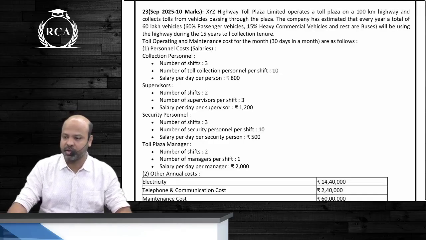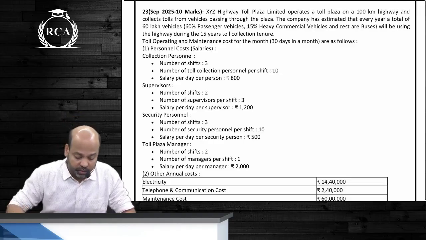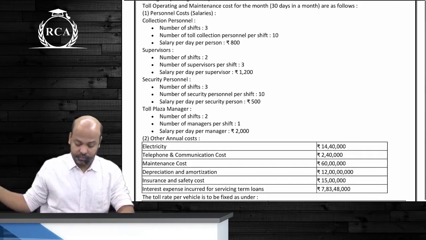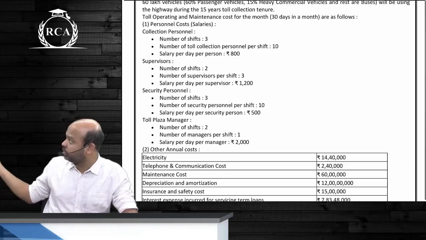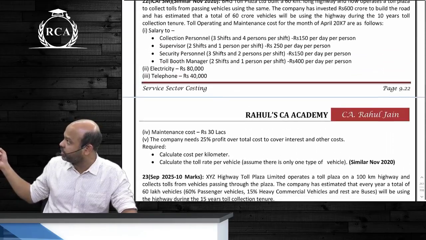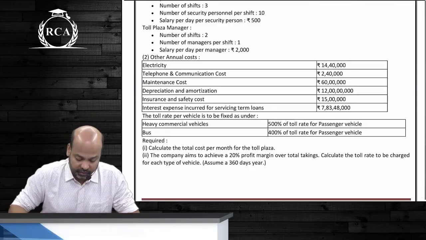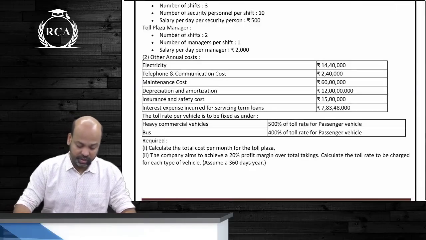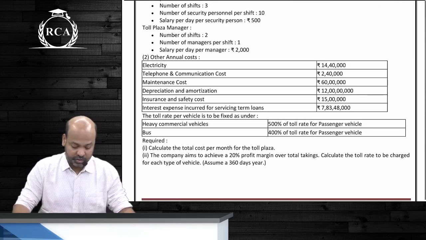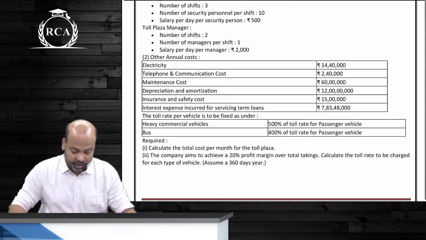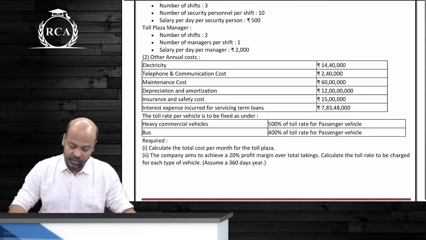The number of vehicles are given, that is per year. Salaries are given, guys. Same information that was given in one sentence in the last question is given here. Other annual cost: electricity, telephone and communication cost, guys, maintenance cost, depreciation and amortization, insurance and safety cost, interest expenditure incurred for servicing term loans.